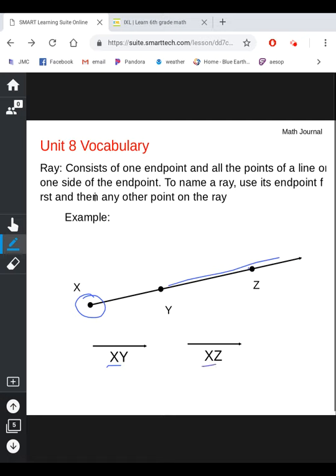So when it comes to a ray, the order does matter. You have to start with the endpoint, and then since there is more than one point on this line, I can use either one of those points to name that ray.